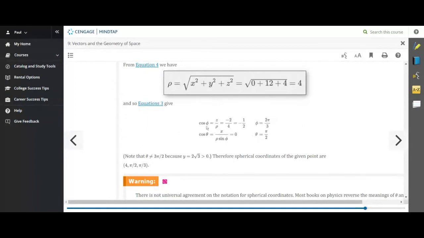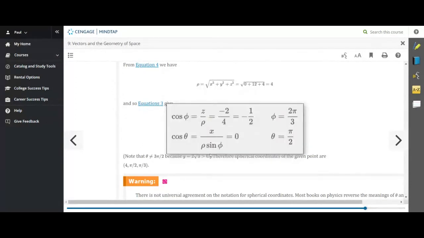So they found phi this way. I did it sort of geometrically with you. But for this problem, they found phi by, since z is rho cosine phi, cosine phi is z over rho. They put in z equals -2, rho equals 4, cosine of phi is -1/2, so phi is 2 pi over 3. That's another way to get it.